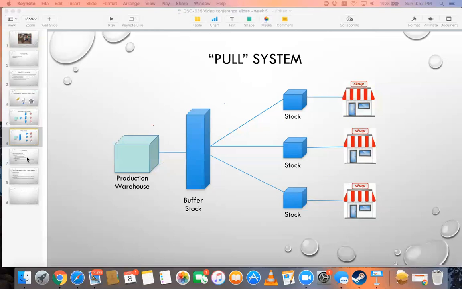But in, like, Mark's industry, where you're trying to sell phones in a saturated market with many competitors, you might want to have a pull system. Okay? All right.